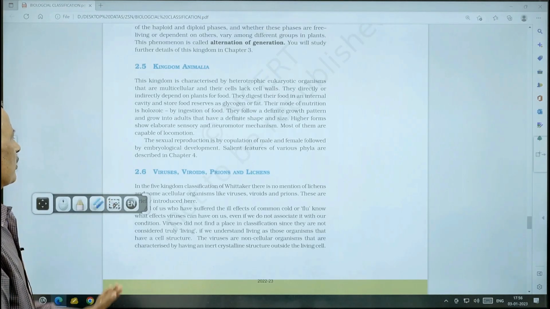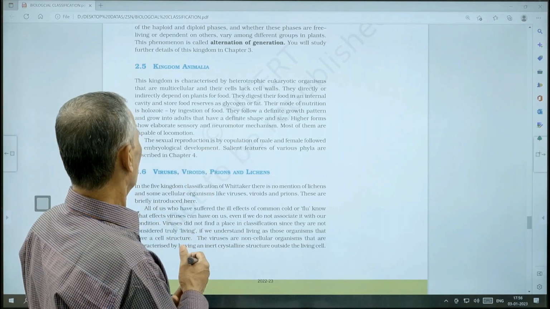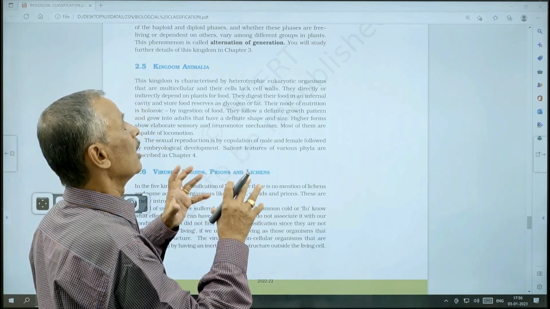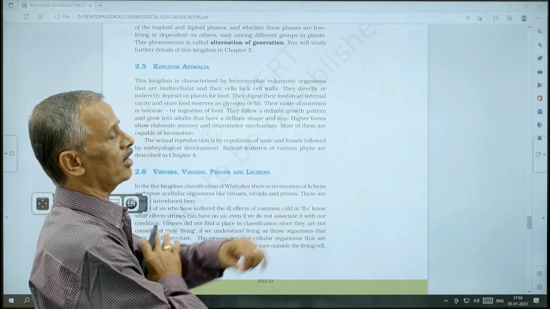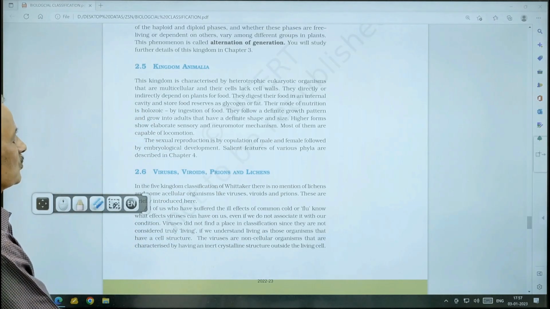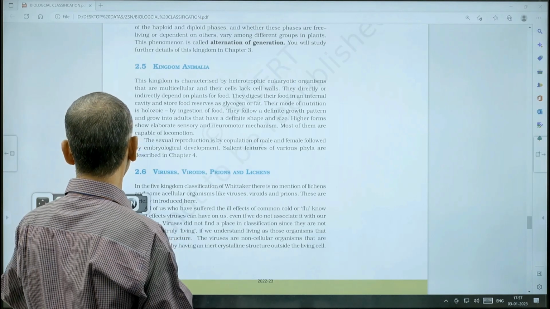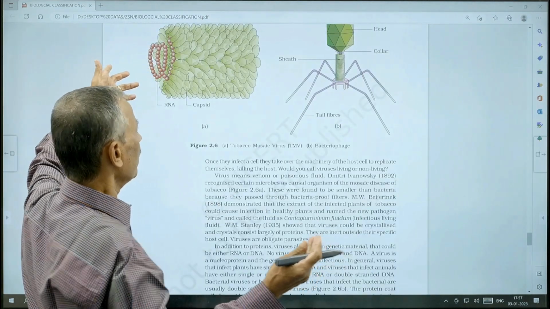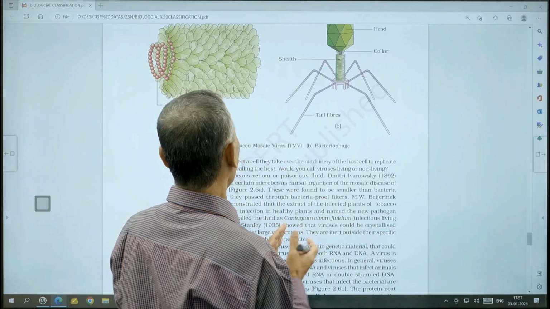Now, in this 5 kingdom classification, Whittaker has not included viruses, viroids, prions and lichens. Why? Because viruses have no living nature. What is the most important feature? Cellular organization. They do not have any cellular nature. That is why viruses, viroids, etc. are not included. He does not consider them as truly living because they don't have a cellular organization and they are all obligate parasites. Why do they have to live on the body of other organisms? Because they don't have a metabolic machinery. Because of the absence of metabolic machinery, they are forced to live as parasites.